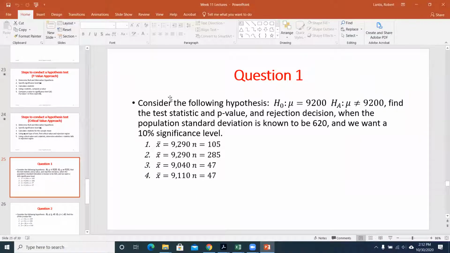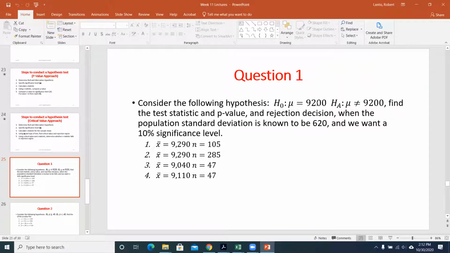All right, so we have this idea of type 1, type 2 errors. The next thing I want to do is try to work through a problem, okay? So this first one, consider the following hypothesis test. We've got that the assumed true mean is 9,200. The alternative hypothesis is that the true population mean is anything other than that value, right? So right away we know we have a two-tailed test.